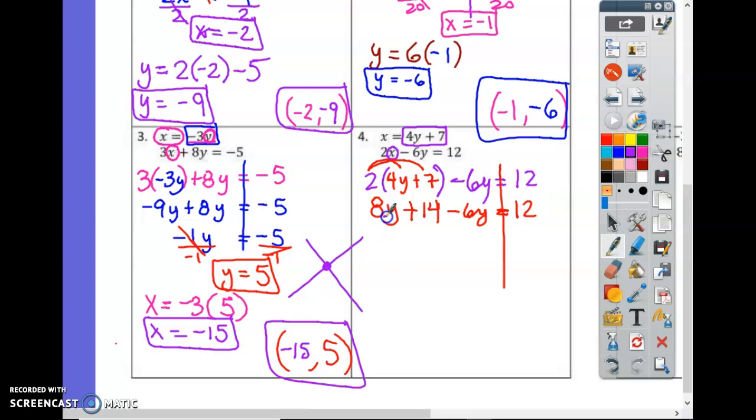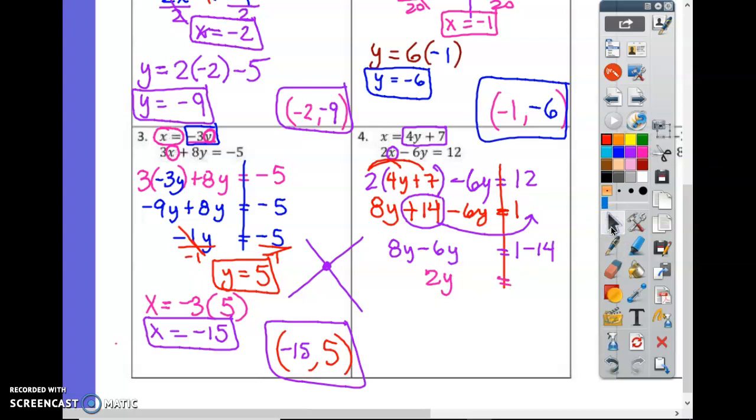Okay, the letters are going to be on one side. Las y's en la izquierda, and the number is going to come over here and change the sign. So that's going to be minus 14. So I have 8y minus 6y equals 1 minus 14. So combinen. What's 8 minus 6? 8 minus 6. 2y equals, what's 1 minus 14?